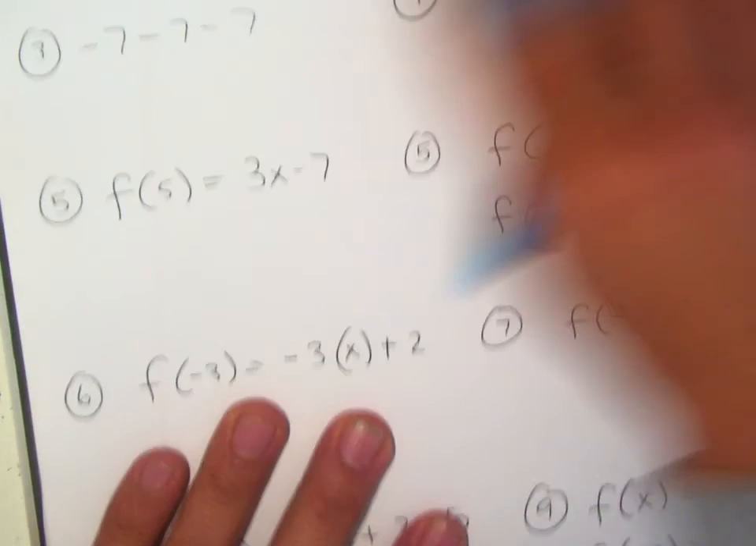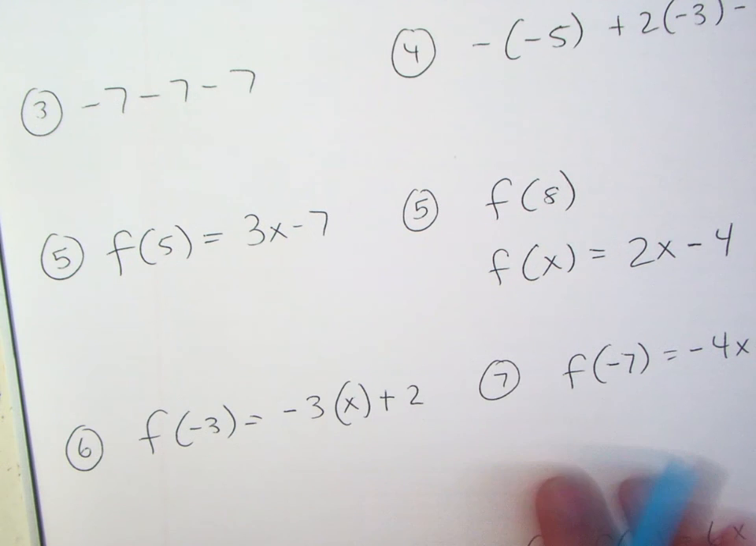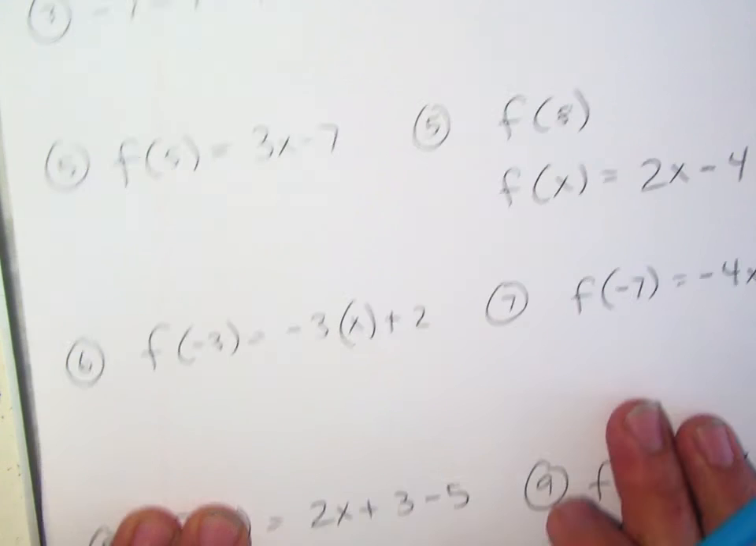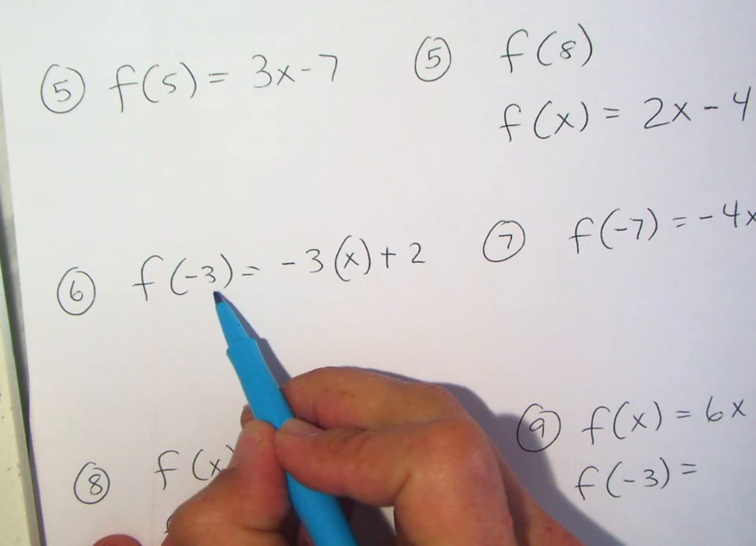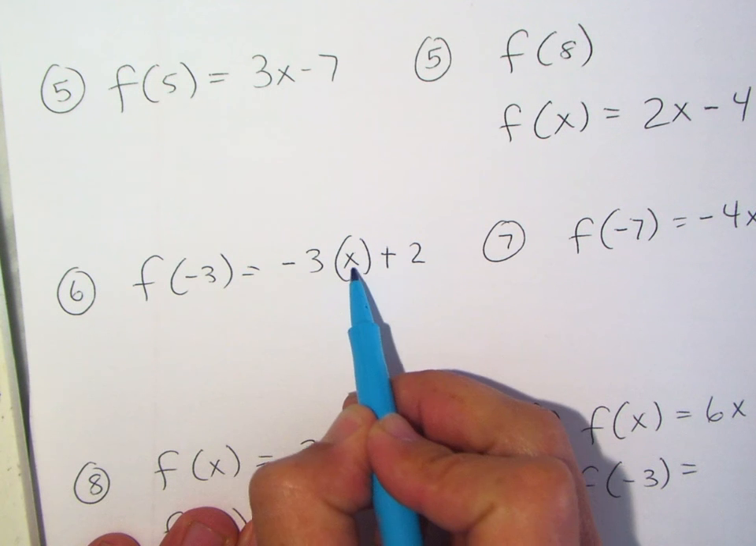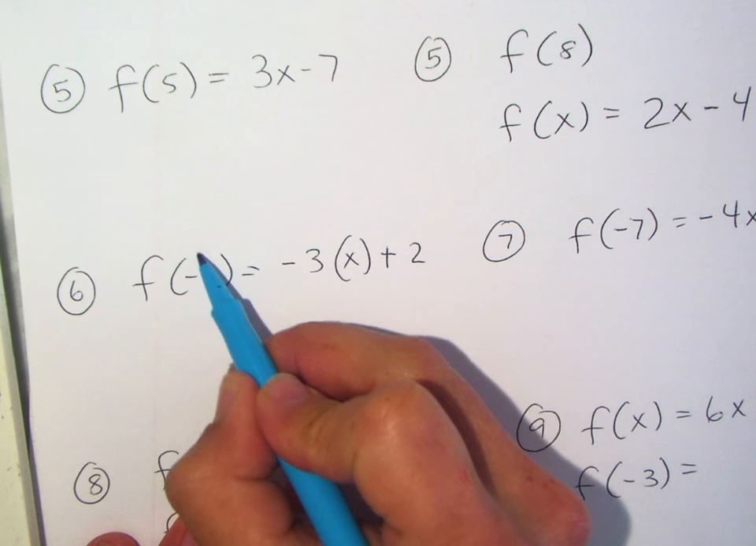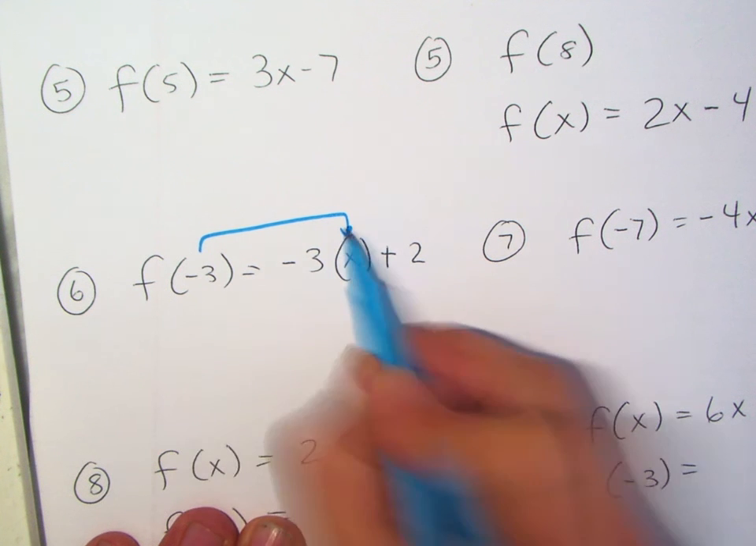So the next one you had is, I'll go ahead and send you guys the answer for this, but let me do a couple. Let's do number 6. So f of -3 is equal to -3 times x plus 2. So this is going to go into the x.